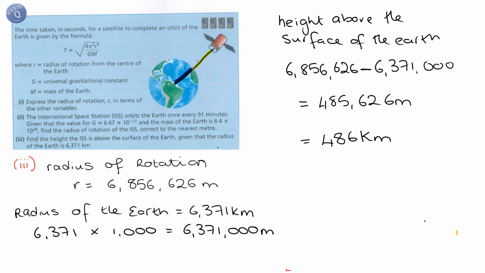So the first part of that was the manipulation of formulae, and the other two parts, well, the first one was just subbing in, and then the second part was really just taking away two numbers, but I suppose it was more problem solving, in the sense that you had to figure out exactly what you had to do to find the height above the surface of the Earth.